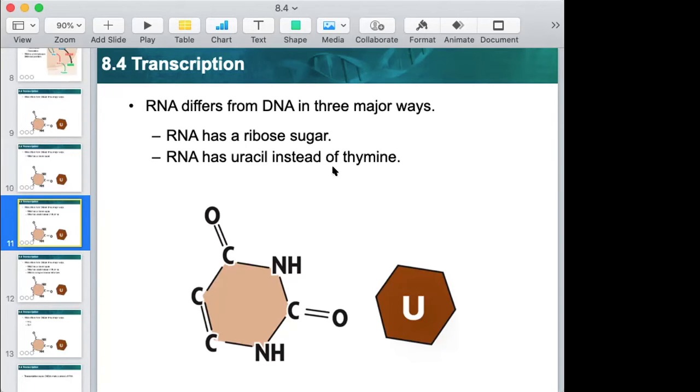And as we mentioned, RNA has uracil instead of thymine as a nucleotide.